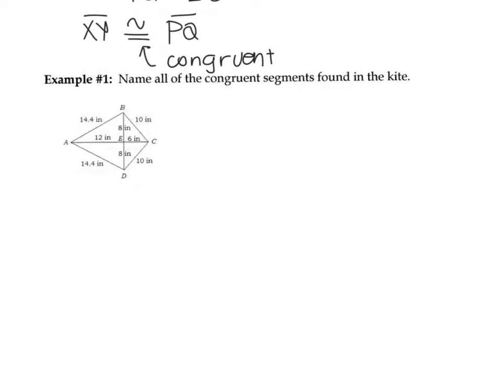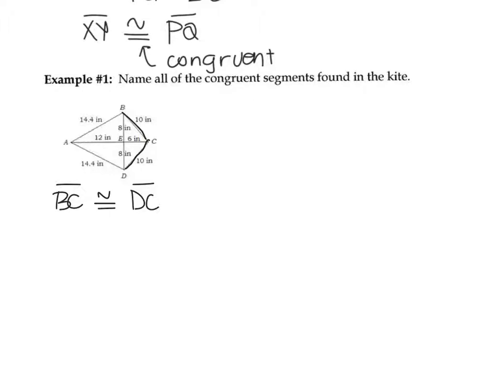So in our first example, we want to name all of the congruent segments found in the kite. So we're looking for anything that has the same length. First I can see I have BC and CD both with length 10 inches. So we can say BC is congruent to DC.